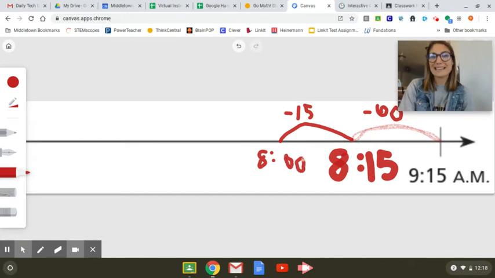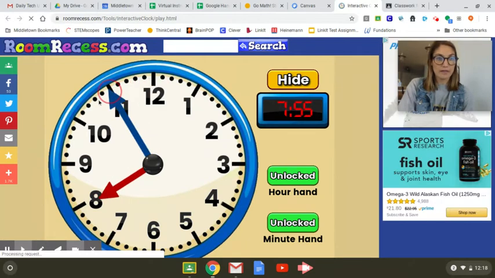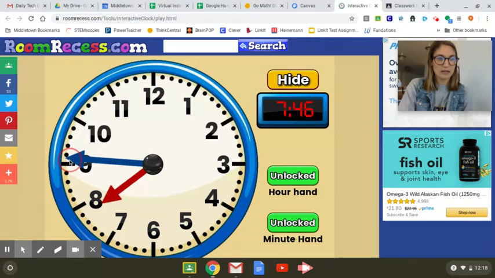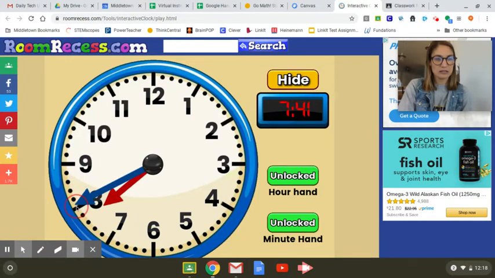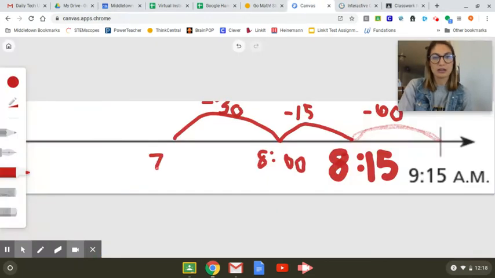But remember, it takes them 30 minutes to get ready. So we need to figure out what time they need to wake up. So my next jump is going to be back 30 minutes. So 8 o'clock, take away 30 minutes. Remember, we're going backwards. So I'm going to go back 5, 10, 15, 20, 25, 30. Or remember, half the clock is 30 minutes. You could have just went straight back. So it is 7:30 now. So what time do they need to start getting ready?